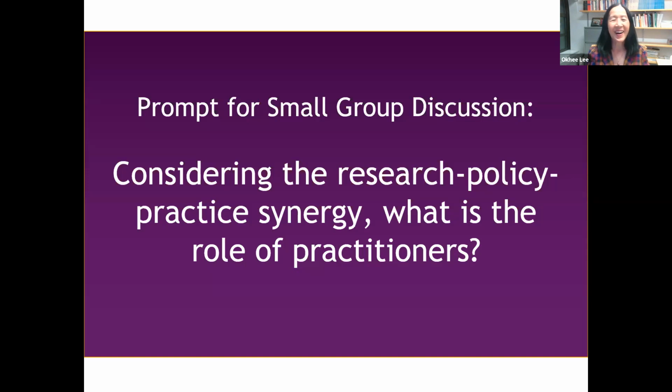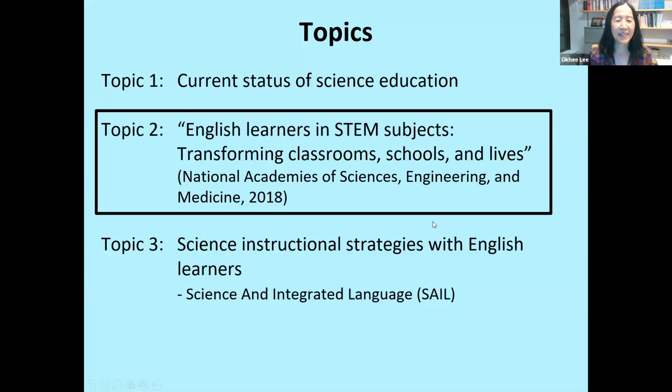All right, here we go. I'm going to continue. So the second topic is English Learners in STEM Subjects: Transforming Classrooms, Schools, and Lives, from the National Academies of Sciences. It came out in October of 2018. And I'm reasonably familiar with this document because I was a member of the committee and I shaped the report a little bit. That's why I can say so.